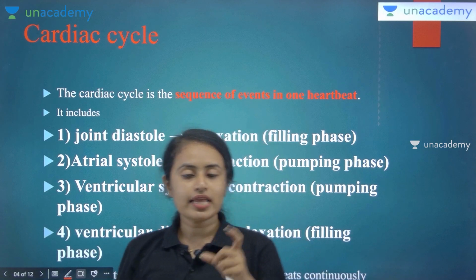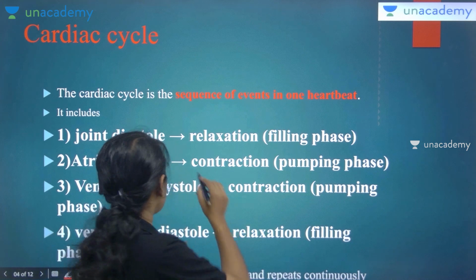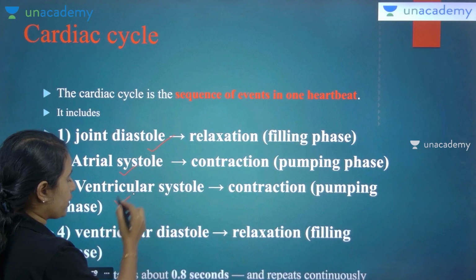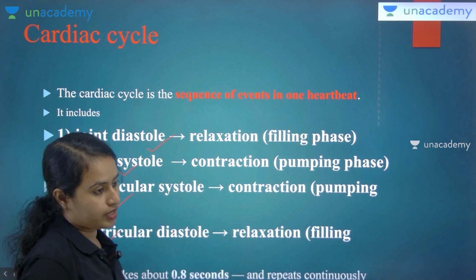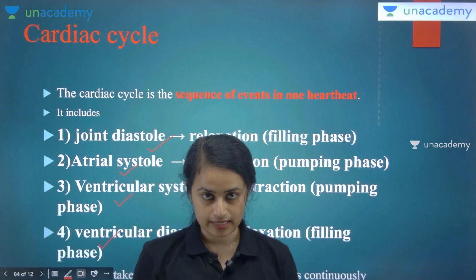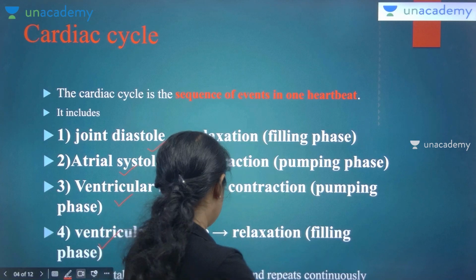So the cardiac cycle can be divided into 4 different phases. First one, joint diastole. Second one, atrial systole. Third one, ventricular systole. And fourth one, ventricular diastole. These are the 4 different phases of a cardiac cycle. Now we can go into each of these phases one by one.